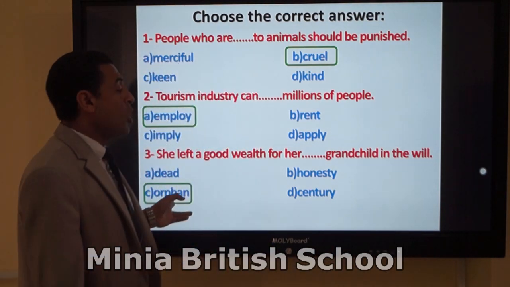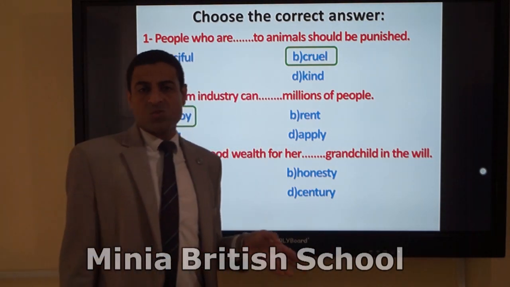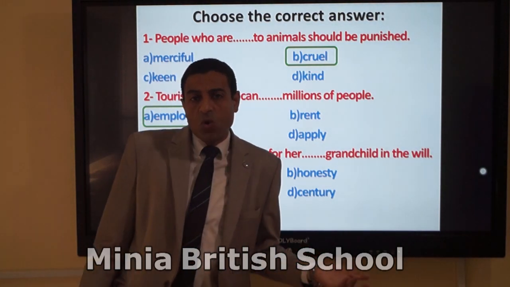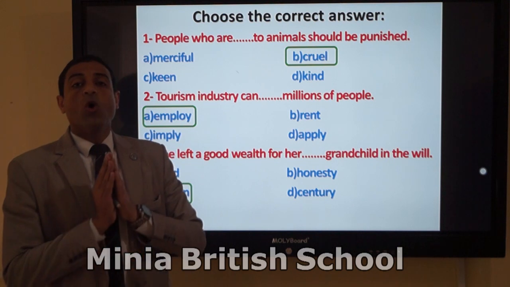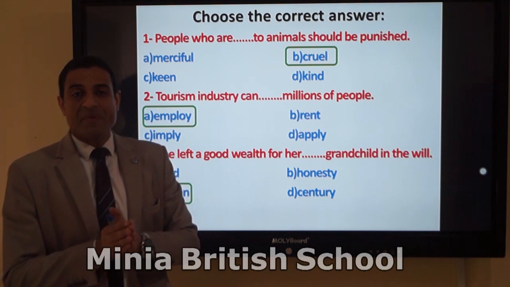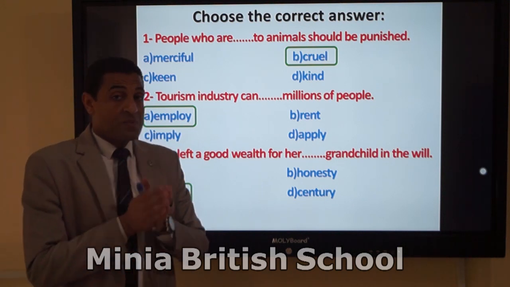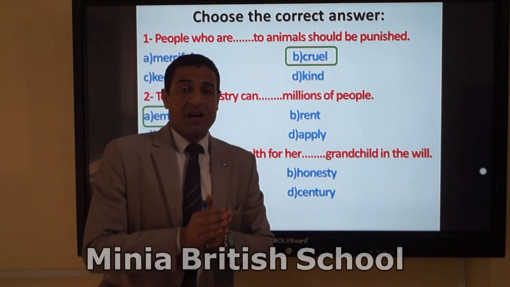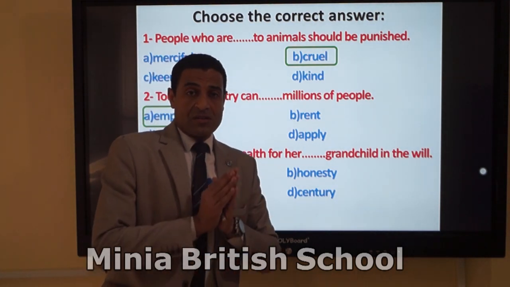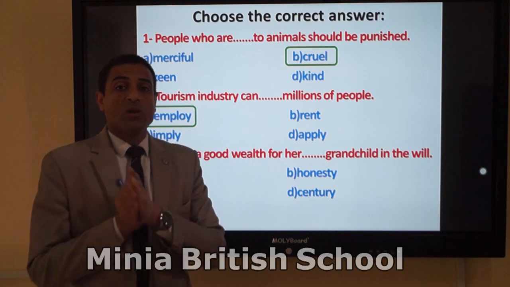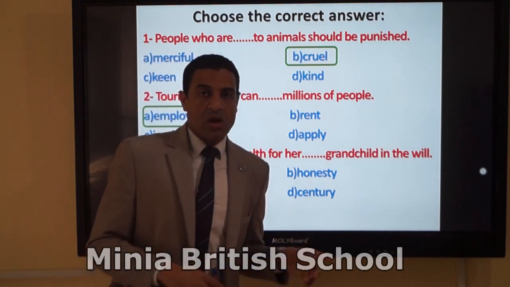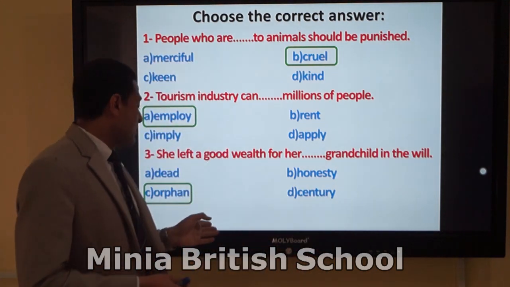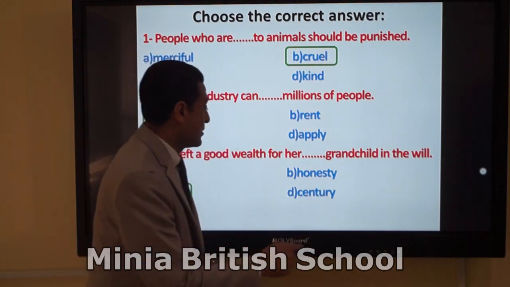Orphan. And what does it mean, this word? What does this word mean? Orphan. Yes. Orphan, someone who lost his parents or his parents had died after his birth. Someone who lost his parents or his parents had died. This is the orphan.